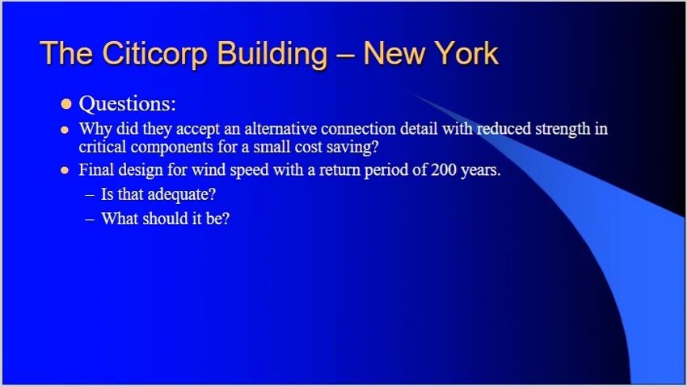And the other important question, I think, is that in the final revised design, it was designed for wind speed with a return period of 200 years. And the question is, is that adequate given the consequences of failure of that building? And if it's not, what should it be? And all these things are still open questions in pretty well all design codes around the world.